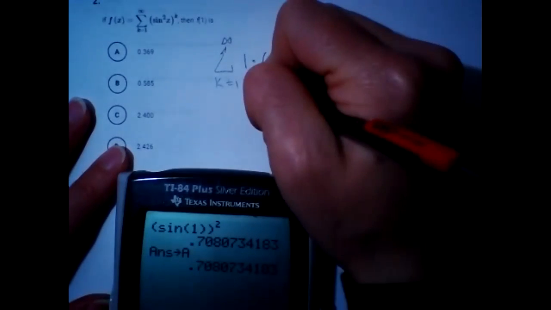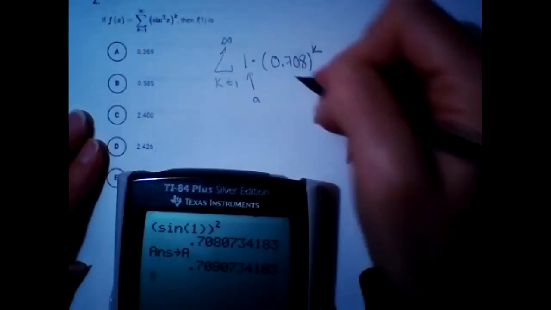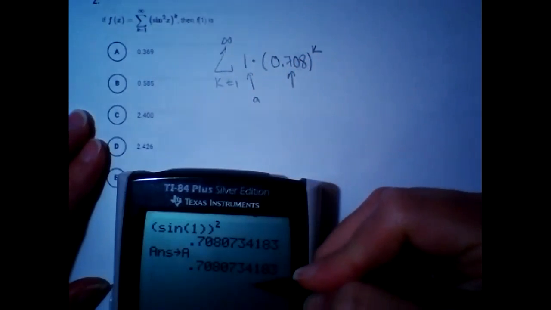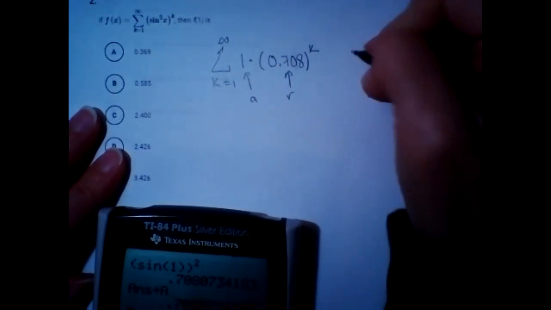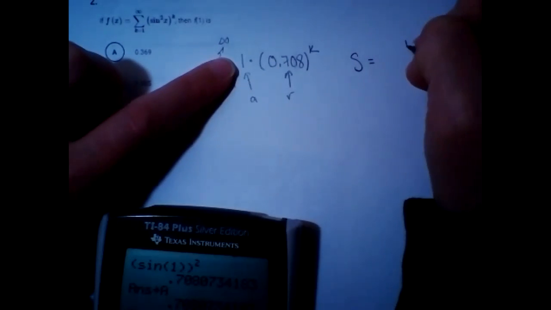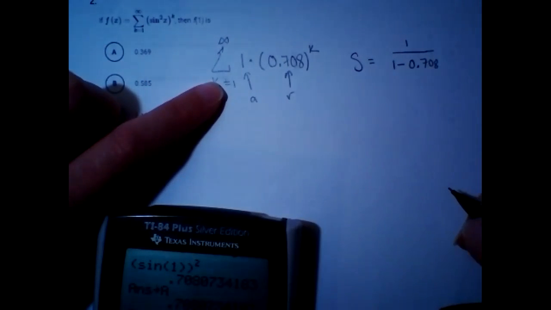So A is 1, which is a little tricky because there was nothing written in there, but you can always just put a 1 there. And what I have stored here is that r value. So the sum is going to be 1 over 1 minus 0.708, but that's if this starts at 0. Instead, we started at 1.